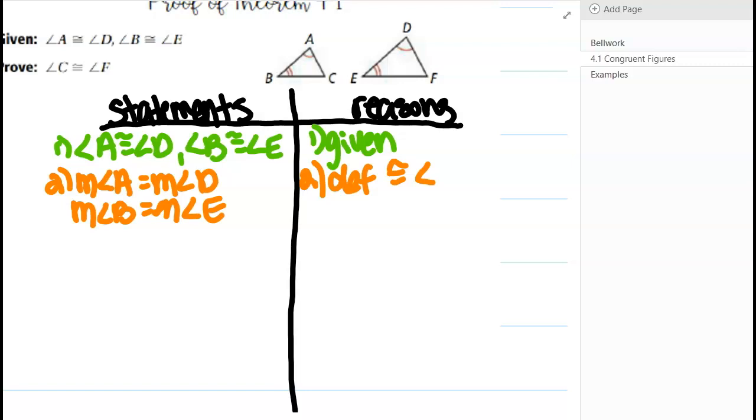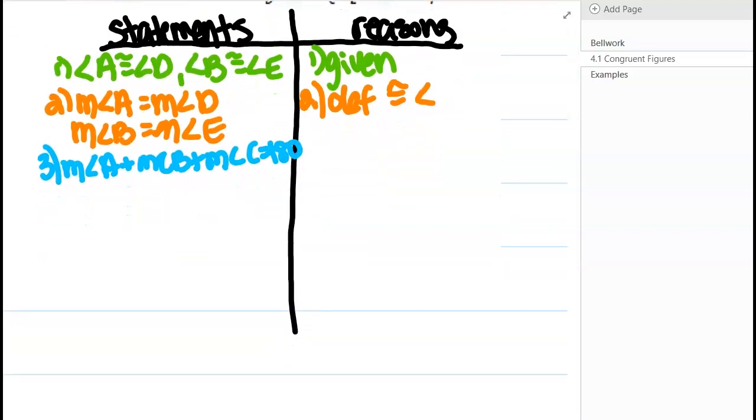So the next thing I want to do is say, okay, well, I know that these three angles added together equal 180. Now, not the angles themselves, the measures of the angles. I know that the measure of angle A plus the measure of angle B plus the measure of angle C equals 180. And in that same step, I could say the measure of angle D plus the measure of angle E plus the measure of angle F also equals 180.